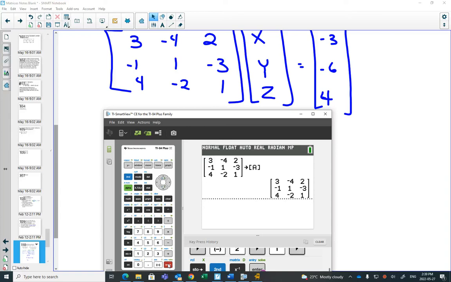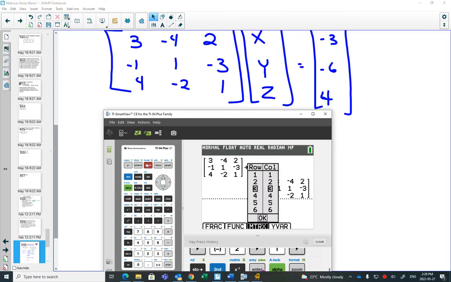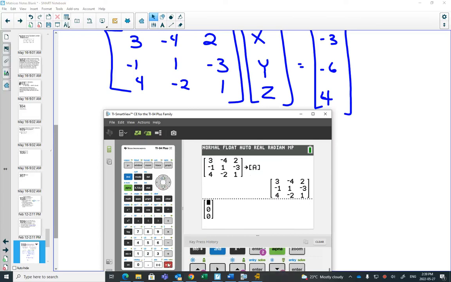There it is. One thing I highly recommend is that when you type it into your calculator, you do a quick check that all the numbers are the same. One number different will cause all sorts of problems. And matrix B: -3, -6, and 4.